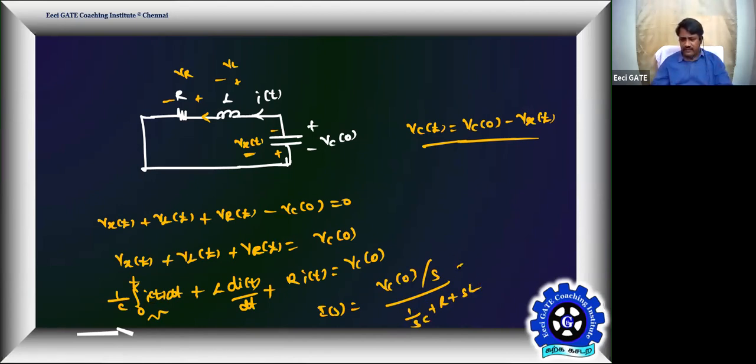After getting I of s, we already know that it will be C into Vc of 0 into omega n square by s square plus 2 zeta omega n s plus omega n square. You'll get it once again. But the goal is we are going for Vx of s now. What is Vx of s? Vx of t is equal to 1 by C integral 0 to t I of t into dt. Let us go for Vx of s.